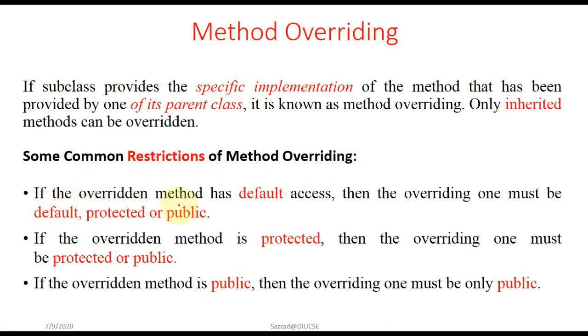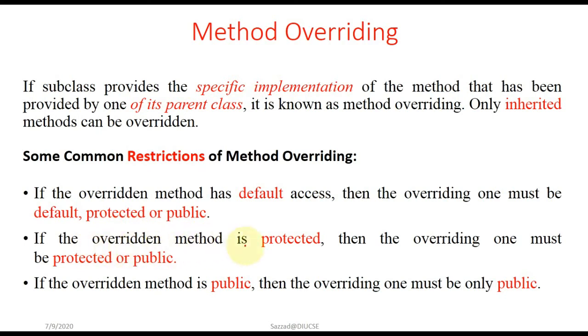If the overridden method has default access, that means if the parent class has default access, then the overriding one must be default, protected or public. So there are three options, and we cannot deviate from these three. The child class must use any of the three access modifiers.